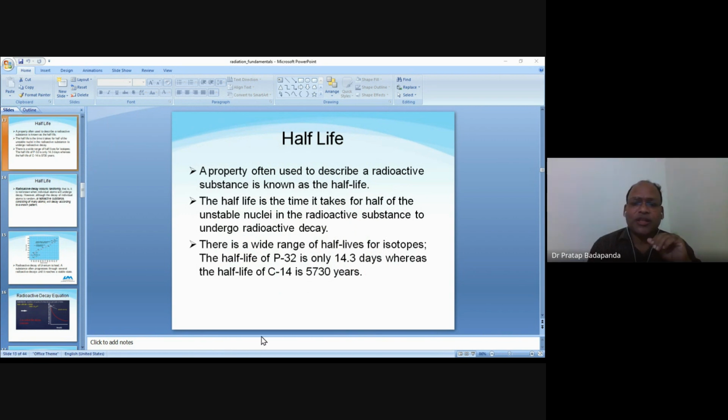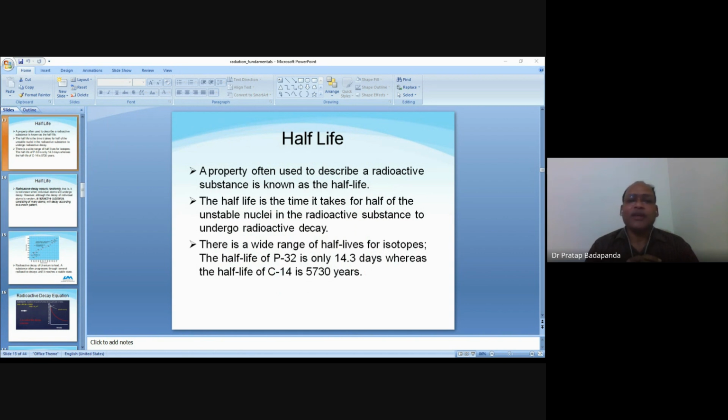Okay. So the thing is that now you'll come down to the half life. What do you mean by half life? Half life is a simple terminology which is used in case of radioactive decay. We have to understand the fundamentals, what are the fundamentals, particles associated with this.